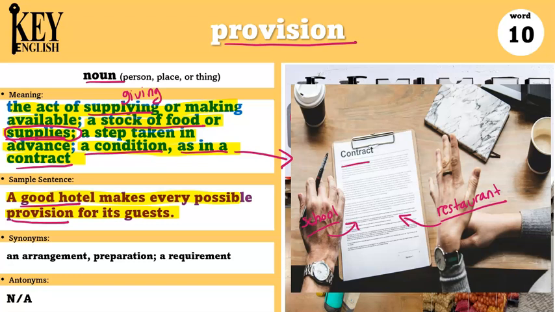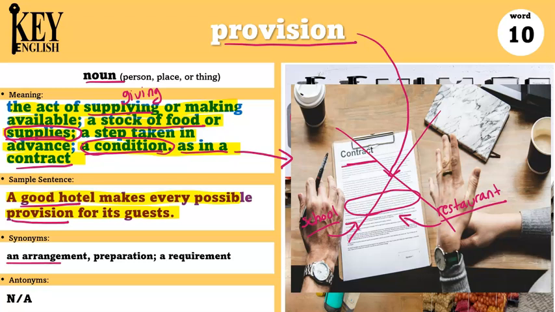So in this contract, there might be a part called a provision that says the restaurant will give the students at least one piece of fruit every day with their lunch. So that is called a provision. It's a condition, something that one place must do. And if they don't do this thing, if they don't give at least one piece of fruit every day for lunch, then they will not work together. Some synonyms for provision are an arrangement, preparation, and a requirement. And there are no antonyms for this word.